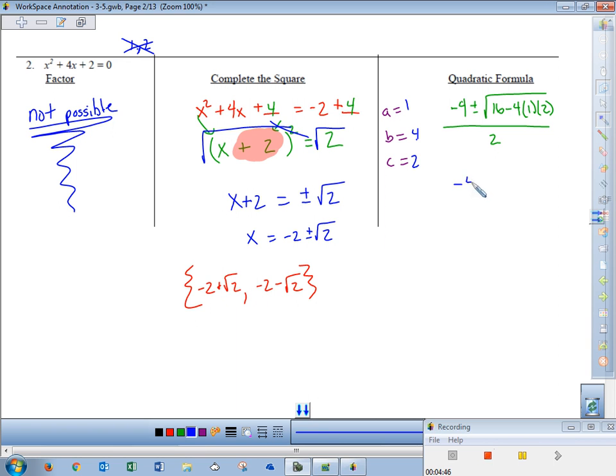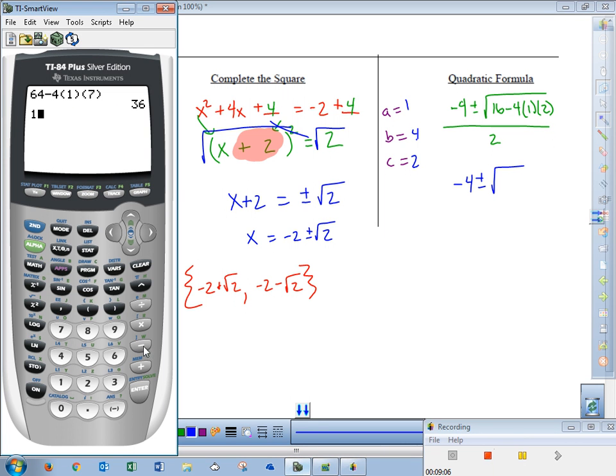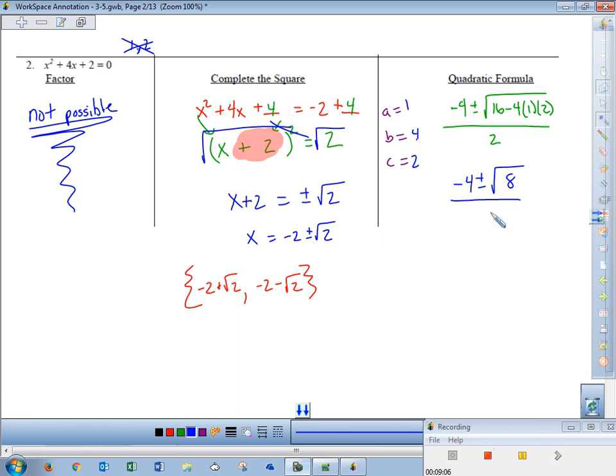And then I got myself a negative 4 plus or minus square root of, let's figure out this discriminant here, 16 minus 4 times 1 times a 2. I forgot the minus. Well, when you punch it in, sorry that I punched it in wrong, you get yourself 8 in that situation, all over 2.